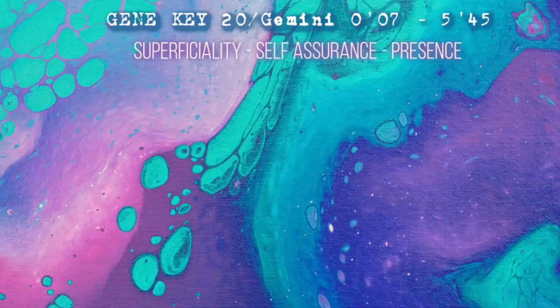So, of course, we begin our Gene Keys videos with a short overview of that particular Gene Key. Gene Key 20 moves from the shadow of superficiality to the gift of self-assurance to the siddhi of presence, the sacred Om. And this spans 0.07 degrees of Gemini to 5.45 degrees of Gemini. So, if you have this archetype anywhere in your chart, you can comment below and share with us your experiences of it.